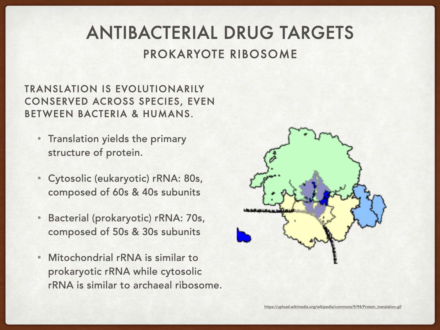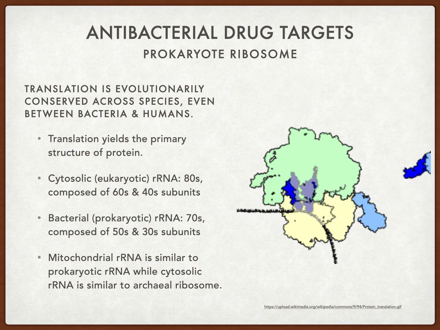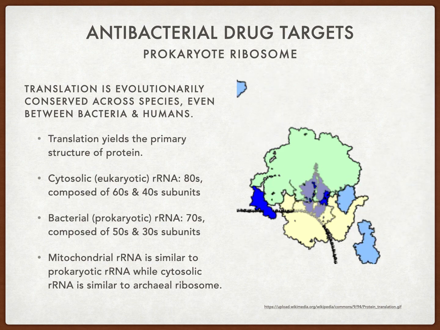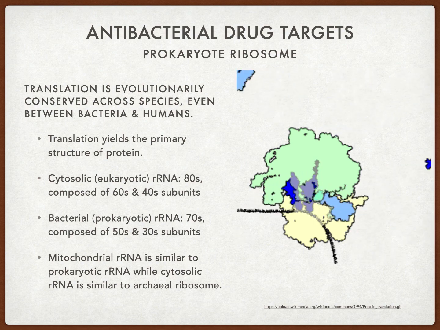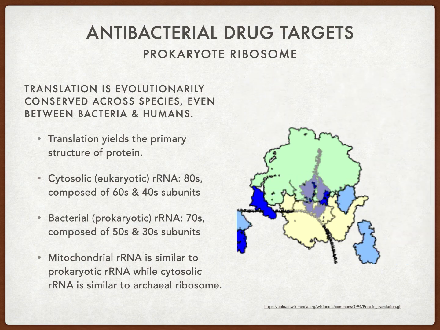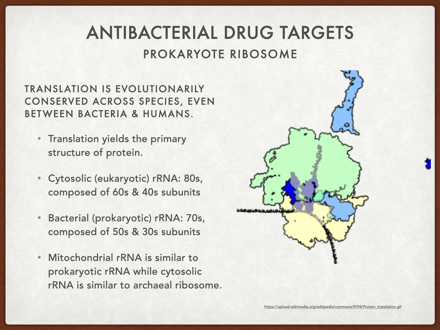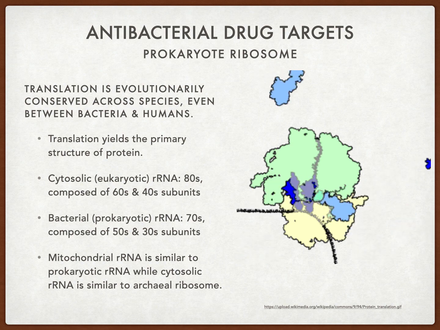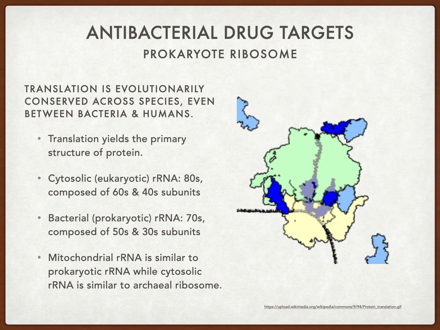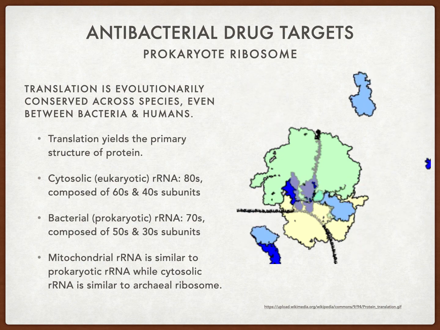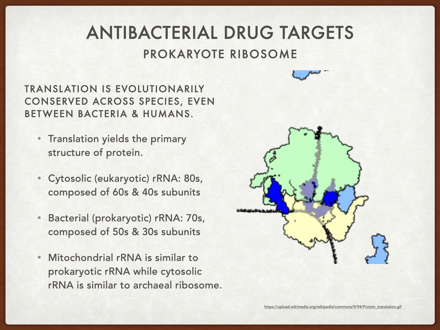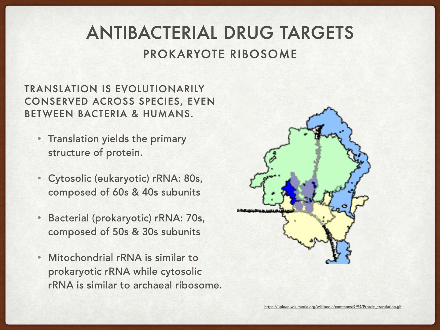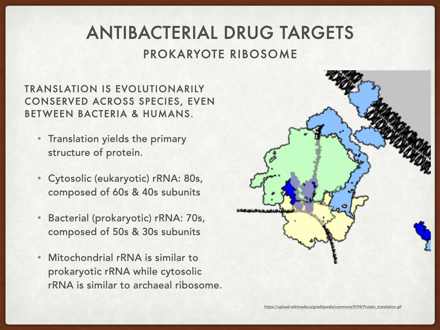Another important drug class mechanism of action is the inhibition of protein translation. Note that protein translation is evolutionarily conserved across species, even between bacteria and humans. What do I mean by this? We as humans have eukaryotic ribosomal RNA, rRNA, the 80S. The bacterial or the prokaryotic ribosomal RNA is the 70S subunit.